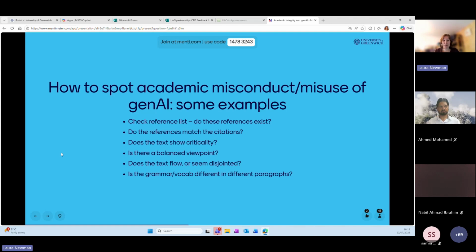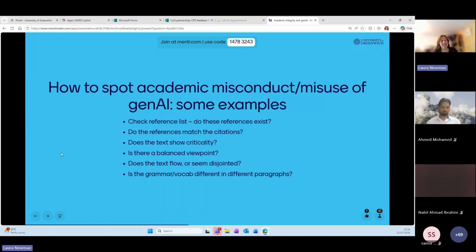Again, is there a balanced viewpoint? If a student has put into Gen AI, give me information on X topic, Gen AI will quite often just give one point of view on something, particularly if the wording of the question is about give me the positives of this, or tell me why this thing is so good. Whereas obviously, we would expect them to show both sides of the argument. So again, that can sometimes be a sign.